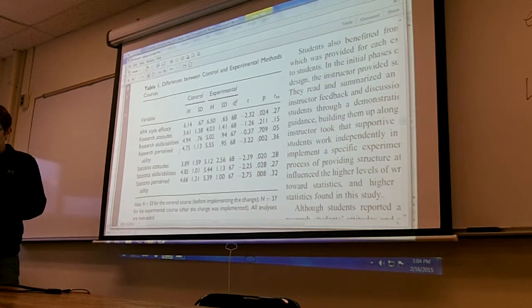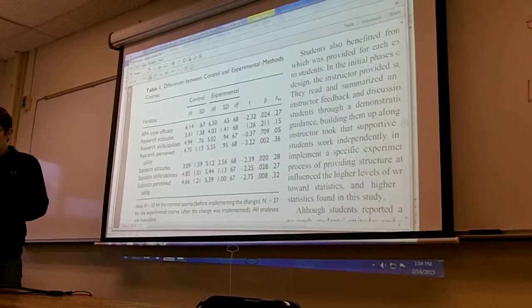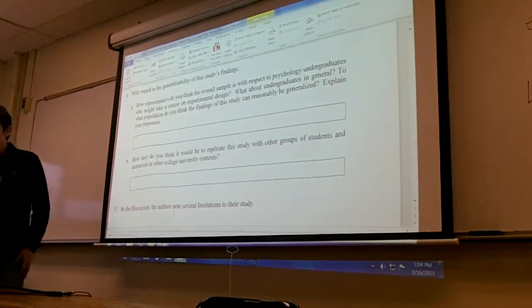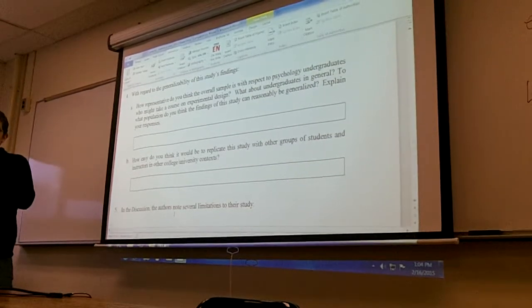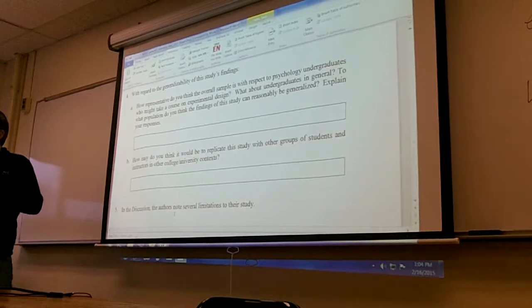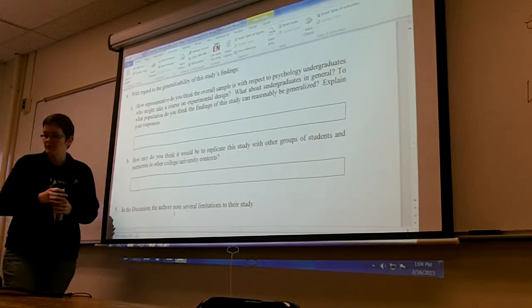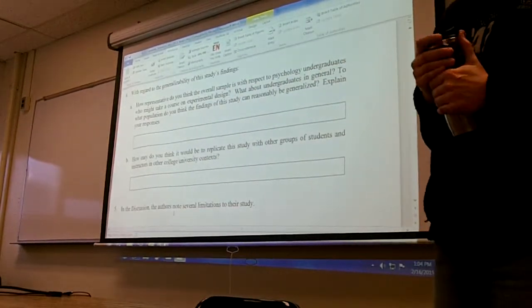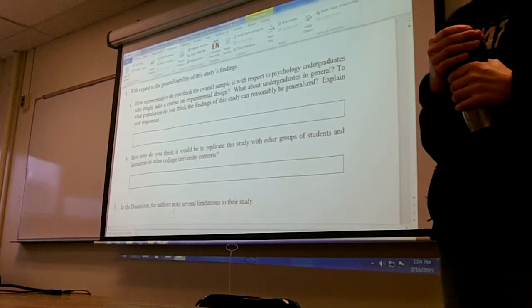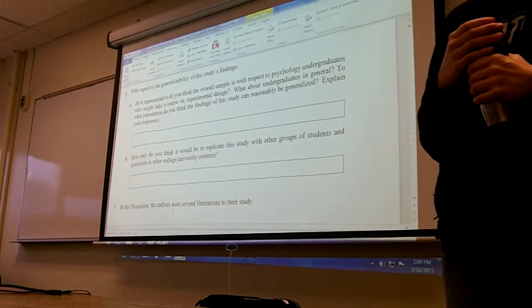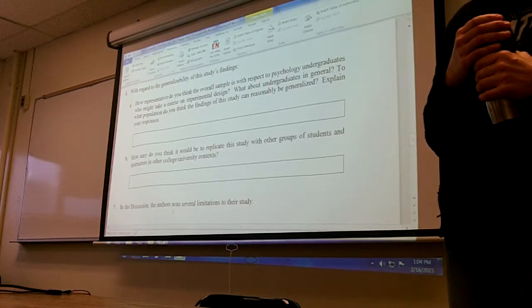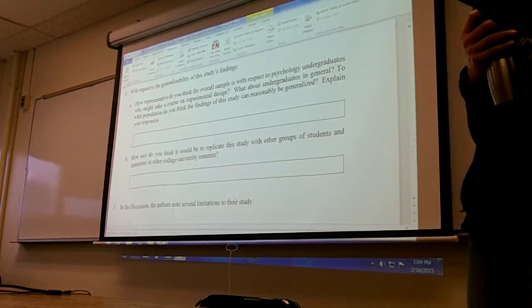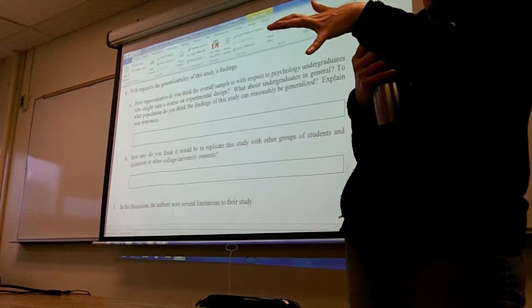So I'm okay. I think this looks all right. Let's talk about the generalizability of the study's findings. How represented do you think the sample is with respect to psychology graduate students? Undergraduate students. You guys are psychology undergraduate students. How much do you think these guys represent you? Okay, so you think it's pretty representative. The age seems about right. The year, juniors, seniors who would be taking this class.